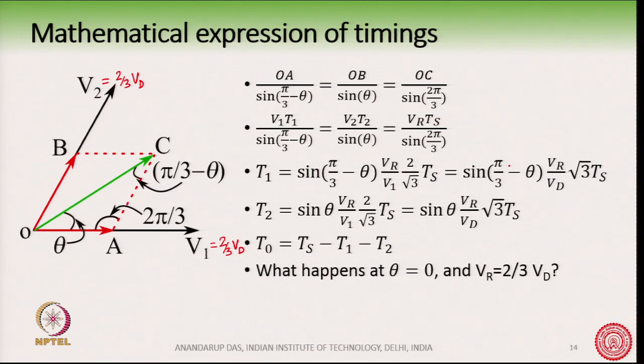So, these are the timing durations for which the vectors V 1, V 2 and V 0 will be applied in order to realize the reference vector V r. You can see here, two cases are very interesting. One is what happens at theta equal to 0. Theta equal to 0 means this green vector is now lying here, right.